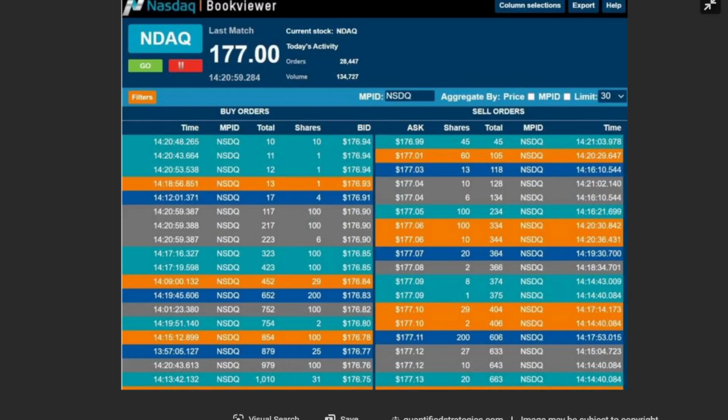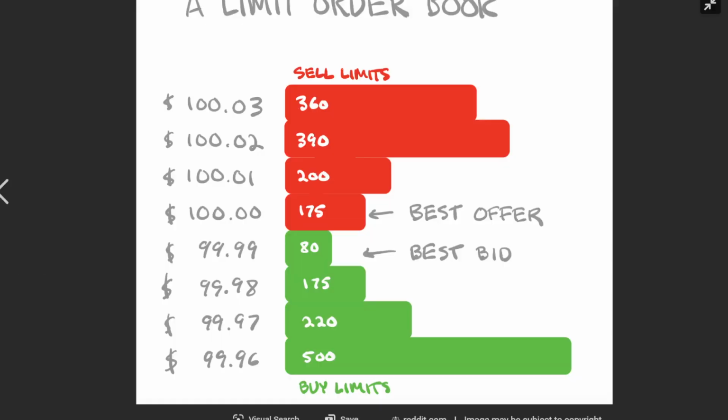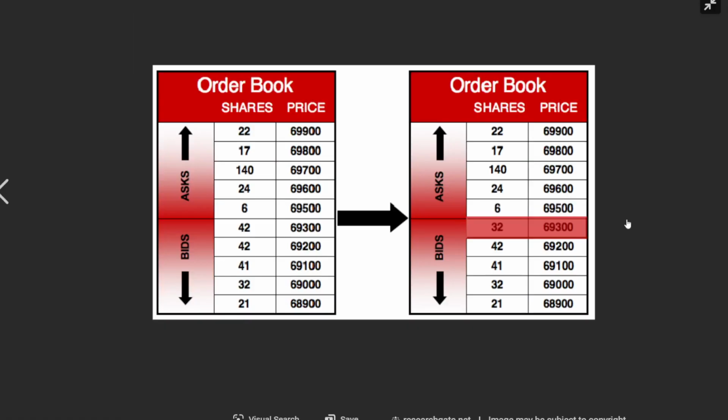Now that you know what the order book is, let us talk about how to use it effectively in your trading strategy. There are four main ways that traders leverage the order book.